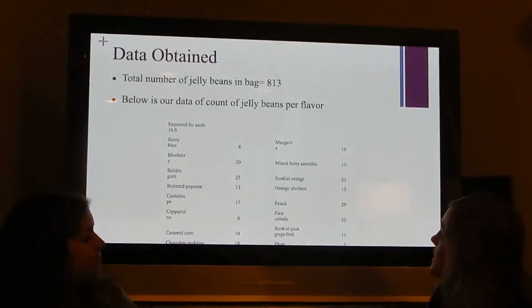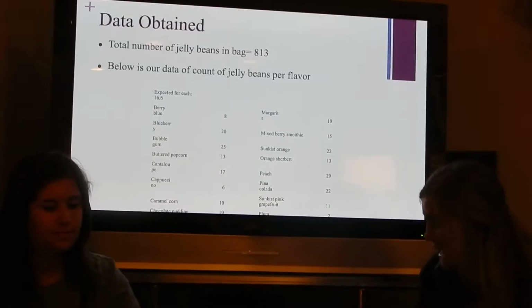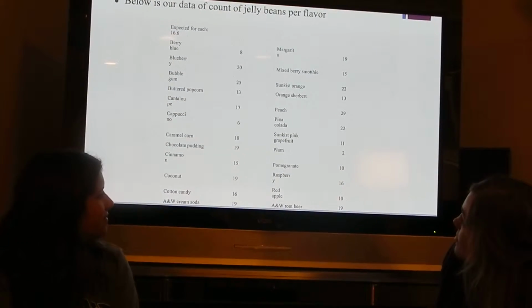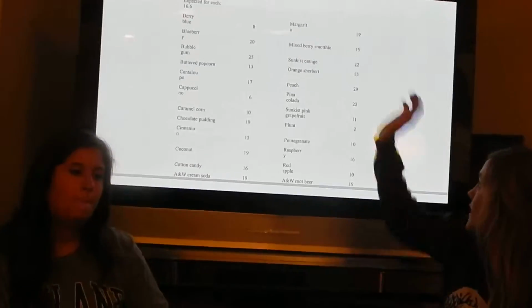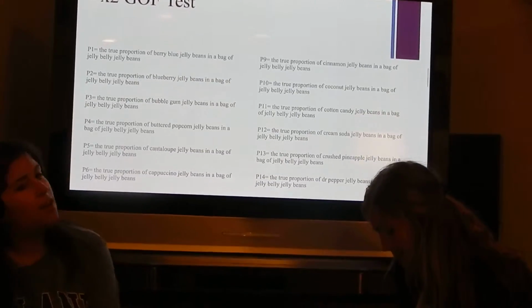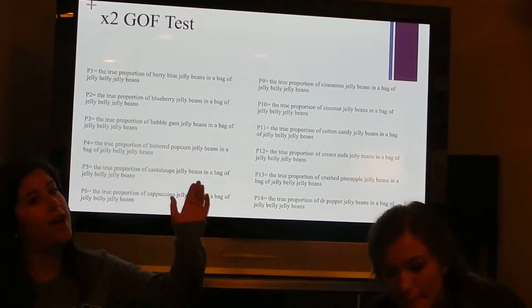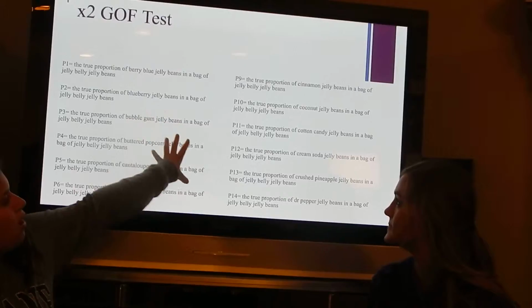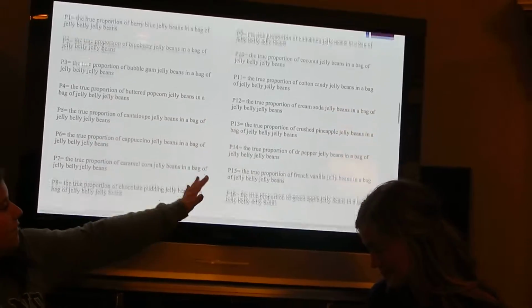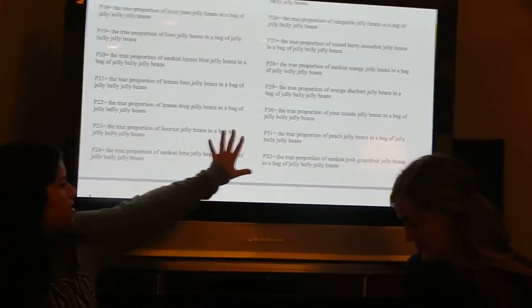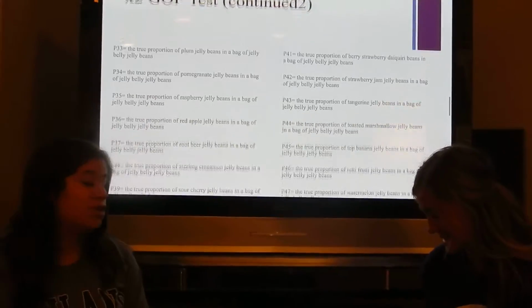The total number of jelly beans in the bag was 813, and this is our data of each flavor. The expected value for each was 16.6, and these are all our actual values. When we did our chi-square test, we had to define what each of the p-values would be, what the true proportions of each were. So this is all of the proportions of the 49 flavors. We have caramel corn, green apple, margarita, a lot of flavors. This is a list of all of our true proportions.